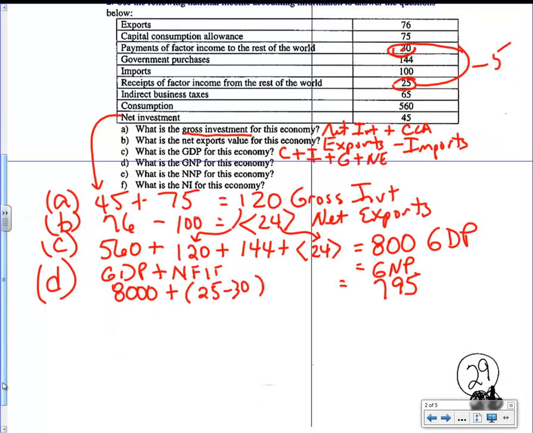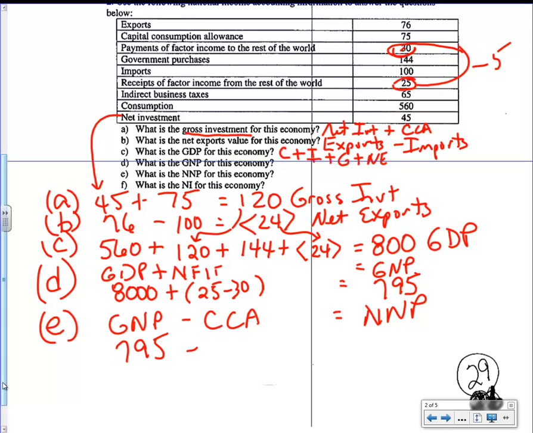Letter E, what is the net national product? Formula is gross national product minus the capital consumption allowance for the net national product. We calculated out 795 for gross national product. We're given 75 for capital consumption allowance. So therefore, our net national product calculates to be $720.